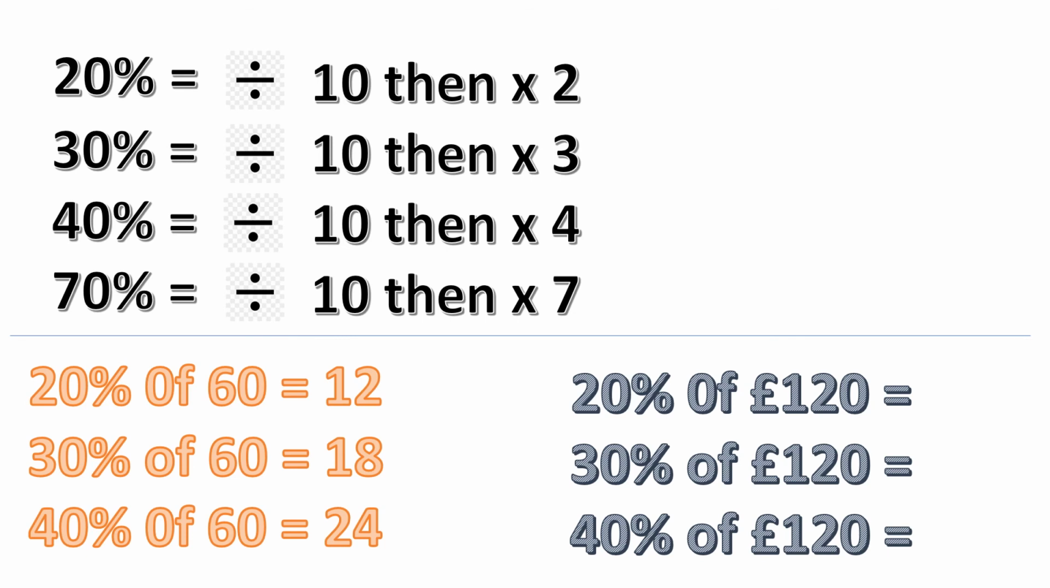Okay, so 20% of 120. I know that 10% of 120 is 12. Times that by 2 is 24. What about 30% of 120? Well, 12 was 10%. Times that by 3 will give you 36 pounds. And 40% of 120, well, 10% again was 12. Times that by 4 is 48. Well done.